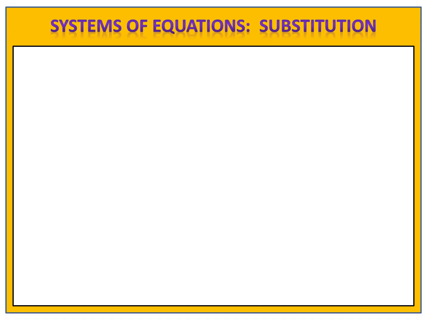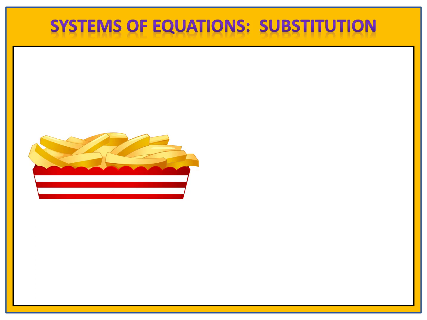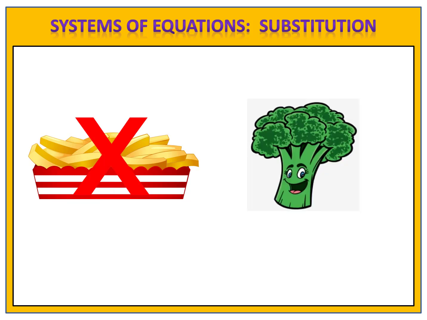Well, suppose you go to a restaurant and you order dinner. Your dinner comes with an order of French fries, but you don't want French fries. Instead, you would prefer to have broccoli. And so you ask your server if you can substitute the broccoli in place of the French fries. You took one thing, French fries, and replaced it with another item, broccoli, which is of equal value.